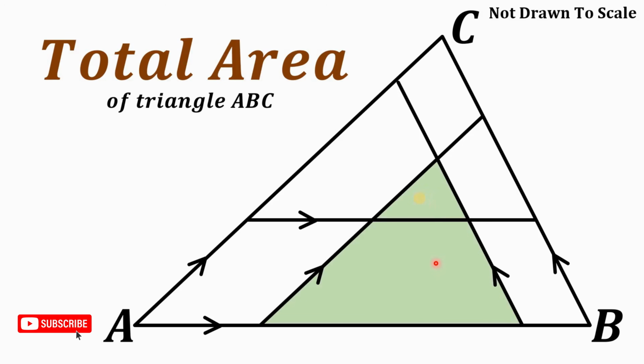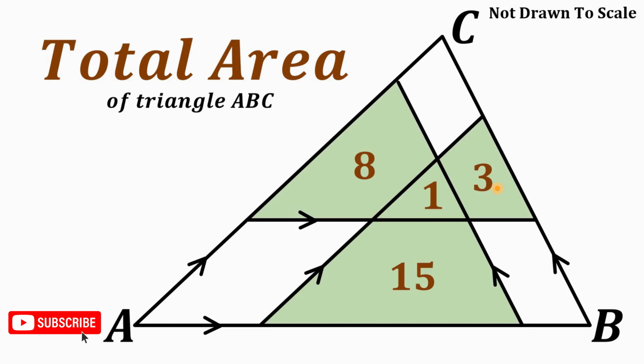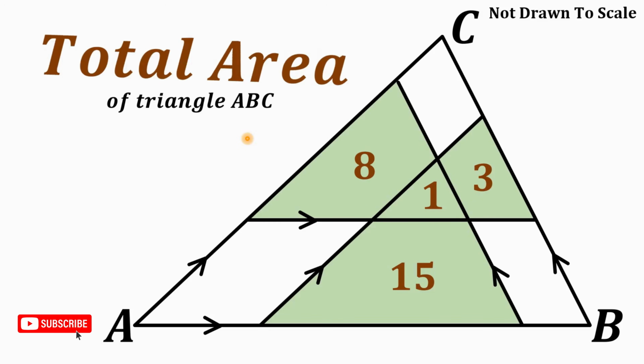Now the area of this small triangle is 1 square unit. The area of this quadrilateral is 15 square units. The area of this region is 8 square units, and the area of this shaded region is 3 square units. And the question is, what is the total area of this triangle ABC?